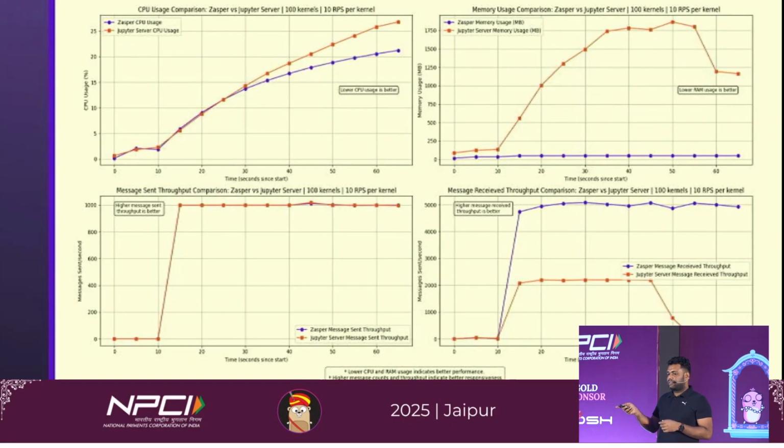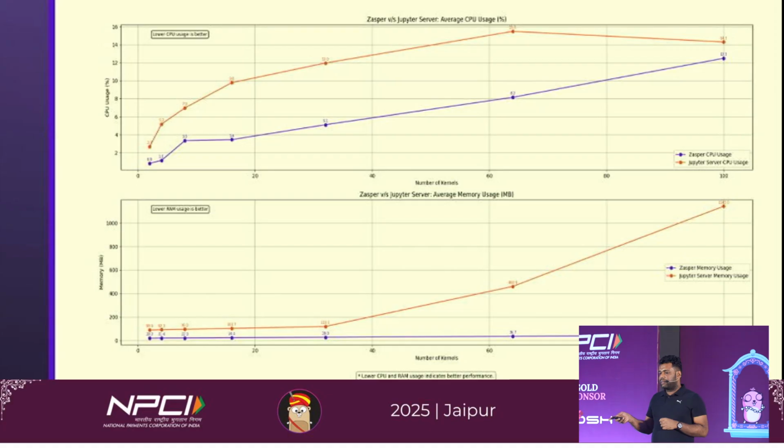Next is for 100 kernels. For 100 kernels, you can see in the fourth diagram that the message received throughput crashes completely. It goes to 0. That means for 100 kernels, Jupyter Lab will not survive at all, but Jasper continuously keeps running and maintains the throughput. And for the RAM also, Jasper is continuously much more constant, but for Jupyter, it jumps and then starts to crash.